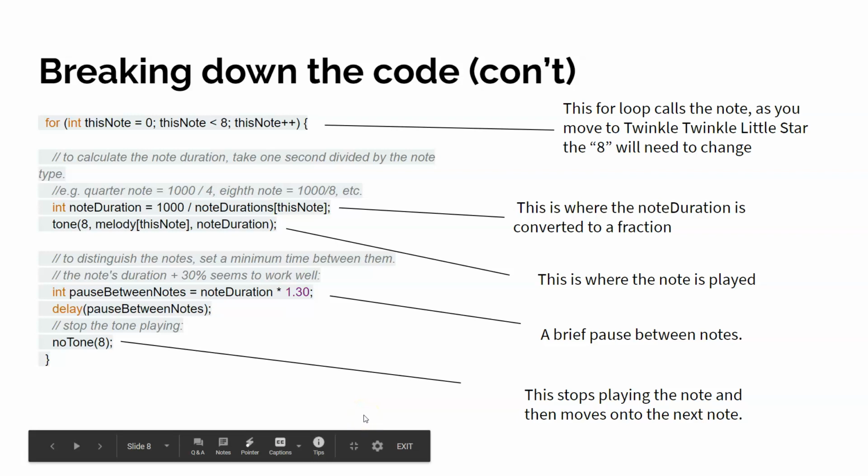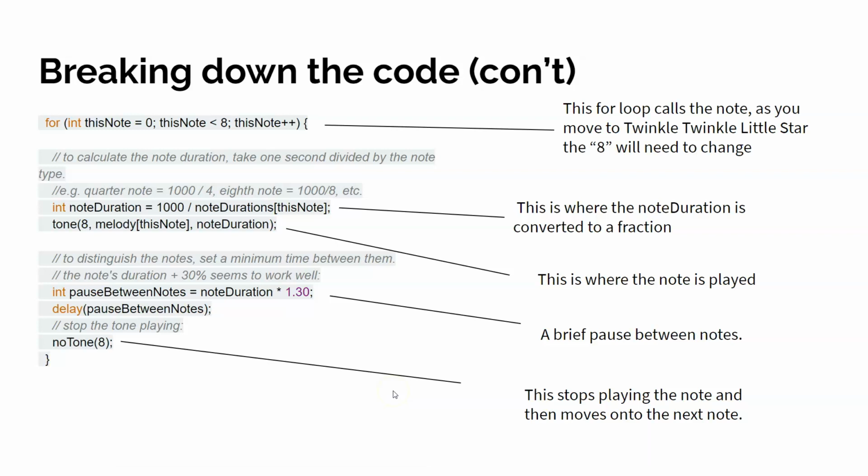So when we look in the void setup, we're only running this code in the void setup because it's not going to loop. It's only going to play once. Once again, we have this for loop, which is going to define our string.